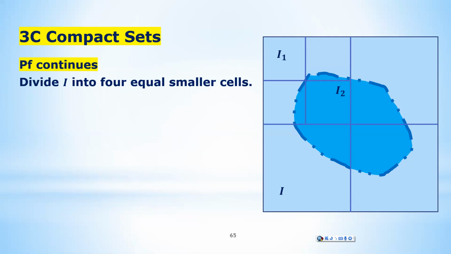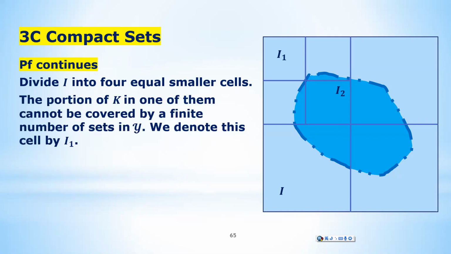So I can divide I into 4 equal smaller closed cells, okay? And then you can see the portion of K in one of them cannot be covered by a finite number of sets in Y, because initially we assume that K cannot be covered by a finite number of sets in Y. So if you divide this into 4 pieces, then at least one of them cannot have a finite covering.